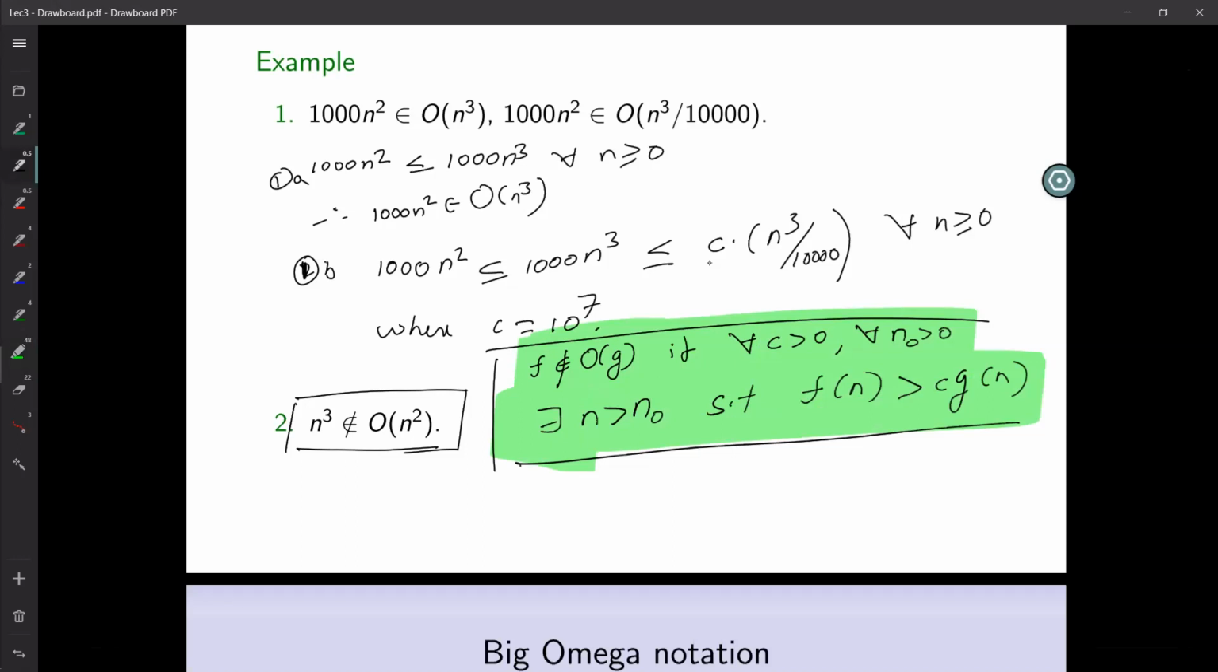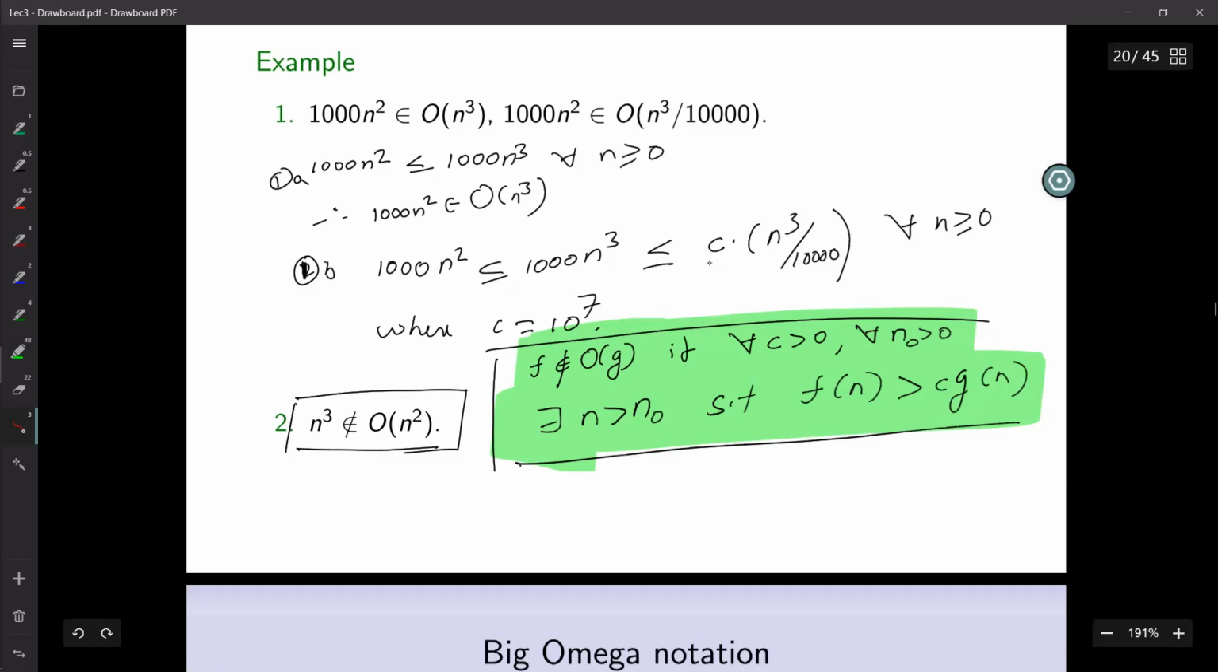Yeah. So now I hope it's clear. If you take any constant c and a value n0, I can clearly come up with an n such that n cube is bigger than any constant multiple c times n square, right? Say for example, c is 10,000 and n0 is say 100,000. So for any n which is greater than 100,000, you can see that n cube is bigger than 10,000 n square. And there is nothing special about this 10,000.